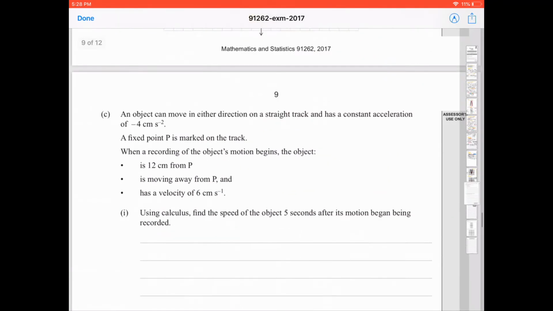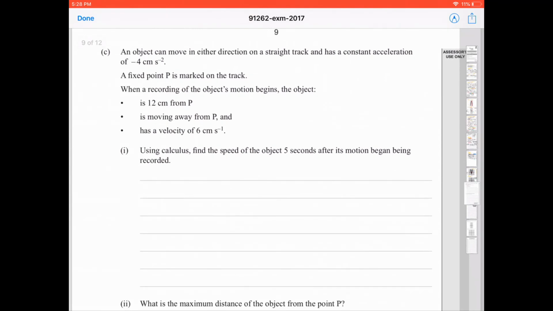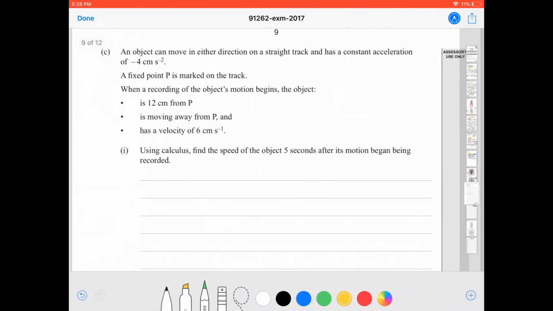Moving on to question 3C. An object can move in either direction on a straight track and has a constant acceleration of -4 centimeters per second. A fixed point P is marked on the track. When a recording of the object's motion begins, the object is 12 centimeters from P, is moving away from P, and has a velocity of 6 centimeters per second. Using calculus, find the speed of the object 5 seconds after its motion began being recorded.